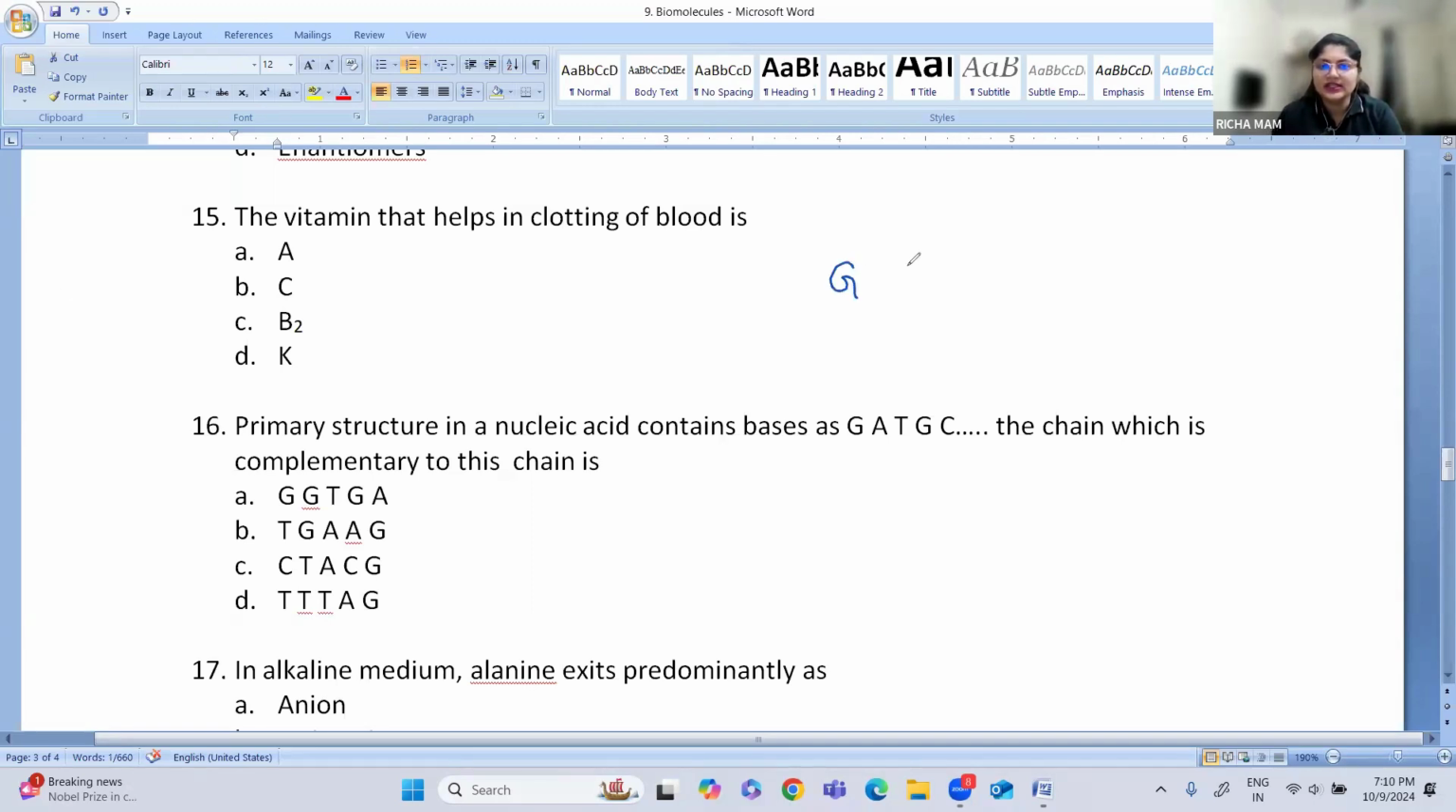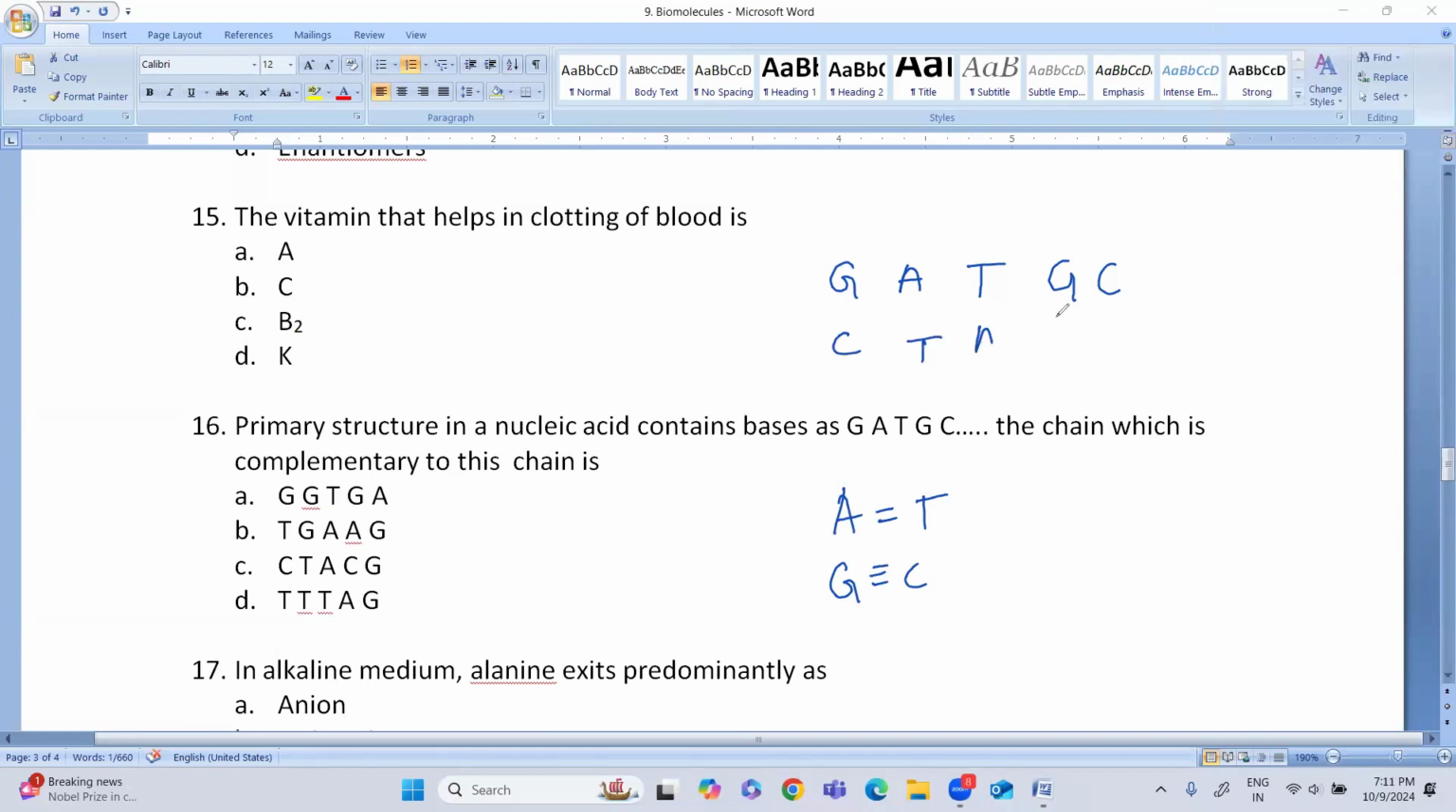So GATGC is the primary base. Okay. So you have to write the complementary. We know that A is with T and G is with C. So tell me now, G will be C, A will be T, T will be A, G will be C, and C will be G. So it will be CTACG, option number C. Yes, baby has answered it correct.